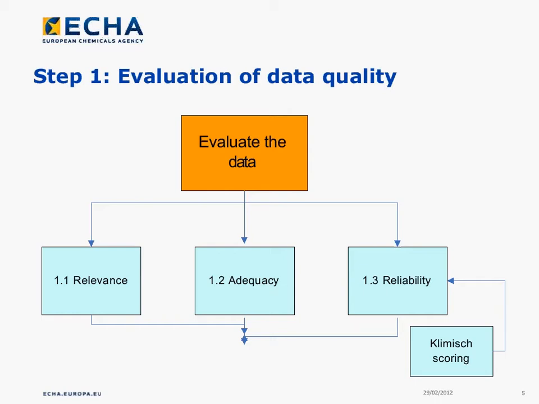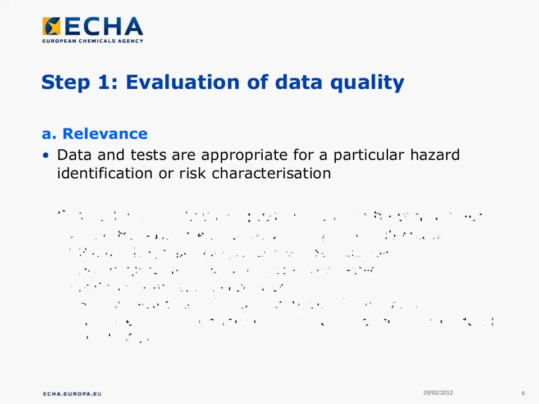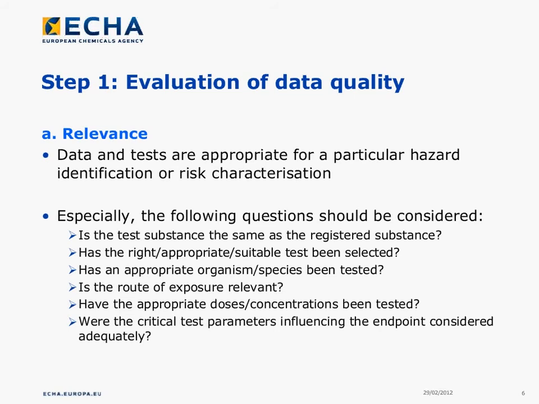As said, the first one is the evaluation of the available data, which consists of three major aspects: relevance, adequacy, and reliability. The evaluation of the relevance aims at determining the appropriateness of the data and the tests for particular hazard identification or risk characterization. In order to help you with this evaluation, we have provided you here below with a series of questions for your consideration. But please bear in mind that the list is non-exhaustive.